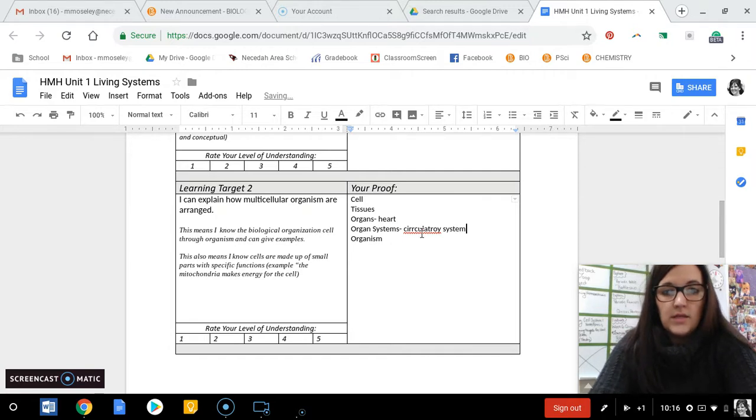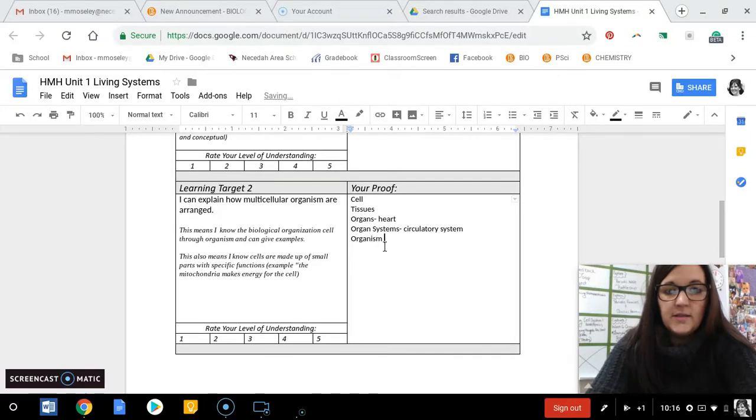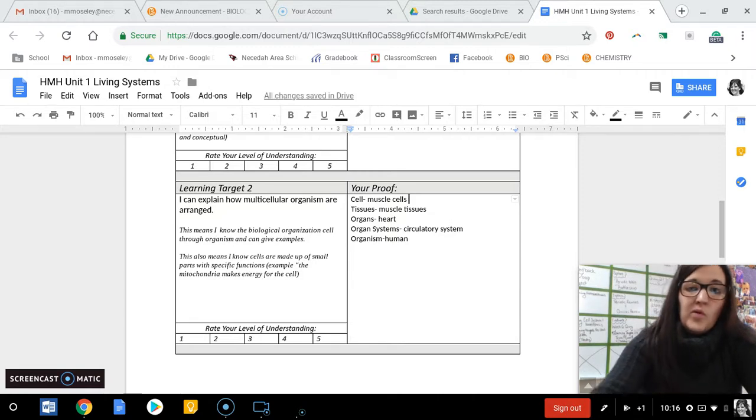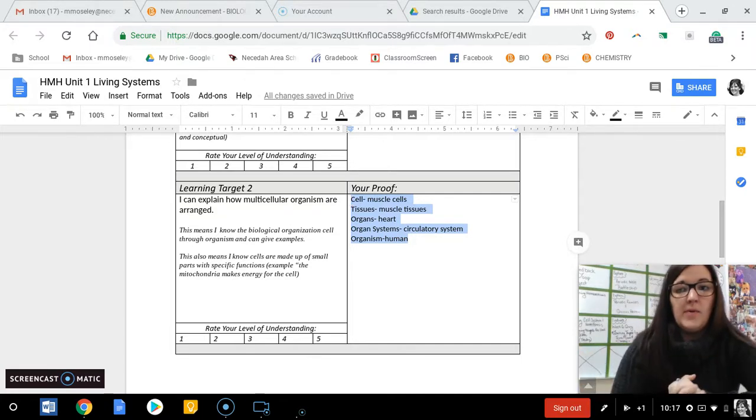Nope, I can't spell, people. And the organism is a human. And the heart is made of muscle tissues. And muscle tissues are made of muscle cells. So having that little bit of proof on there, when I go to take my test on Tuesday and it's asking me about organization, smallest to largest, and I don't remember, I took the time to fill out my learning target sheet and I have it for my test.